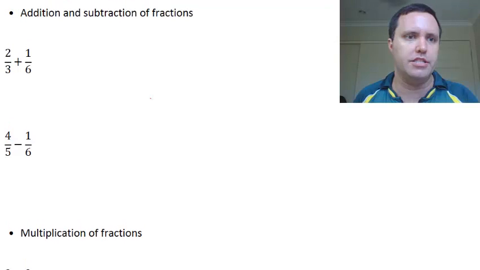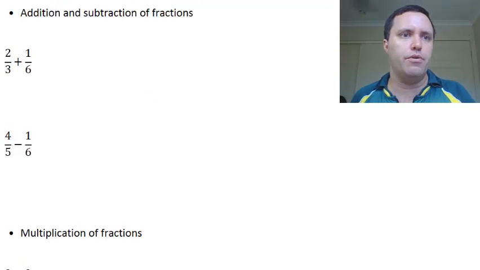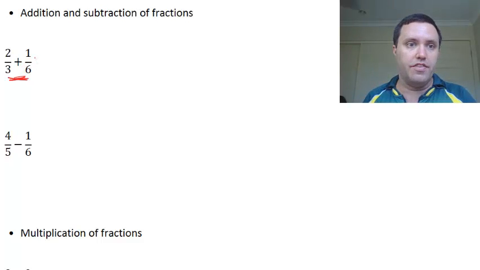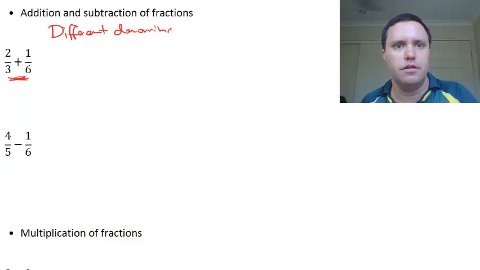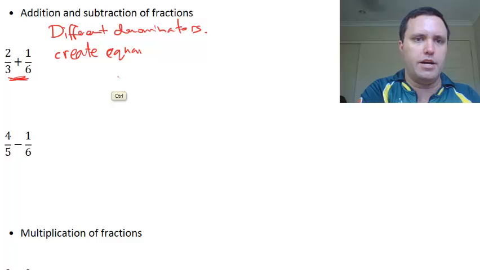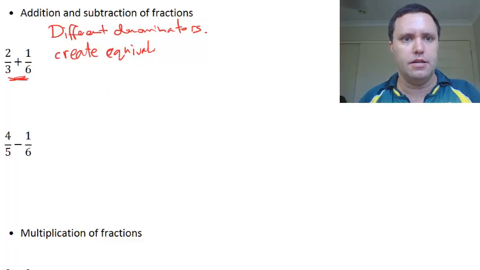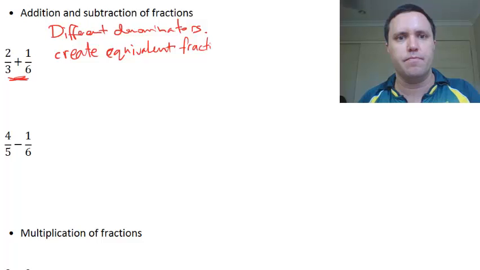Now let's scroll down again. Addition and subtraction of fractions. Here's the important thing when we're adding and subtracting fractions: notice these denominators are different. There's a 3 and a 6. So if there are different denominators, you create equivalent fractions.